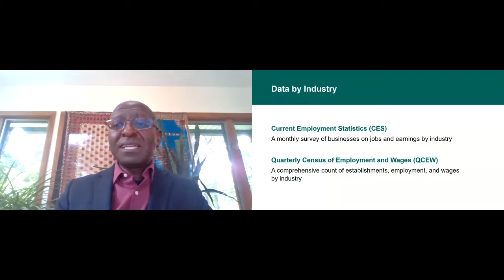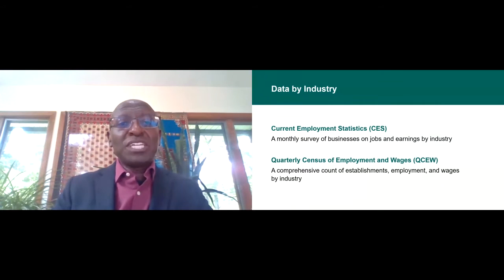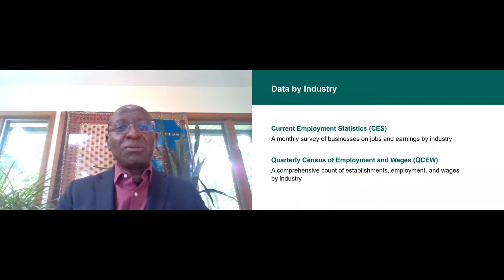One of the advantages of this QCEW is its geographic coverage. It's published down to the county. So any county of Michigan will have this data published for the first quarter of 2020. Right now we have the fourth quarter of 2019 and the annual averages of that year. And in October of this year, you're going to have the first quarter of 2020.